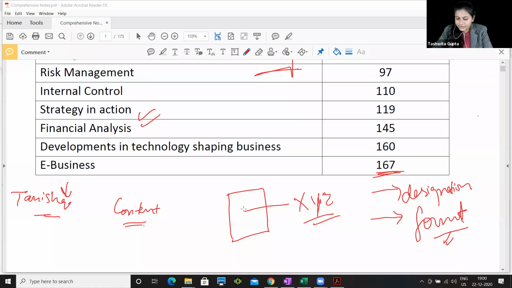Yes, Madhav, I will adjust the time. Don't worry.